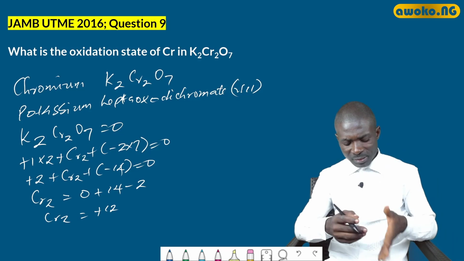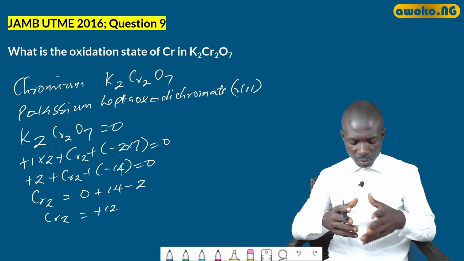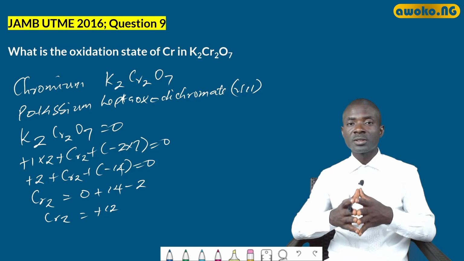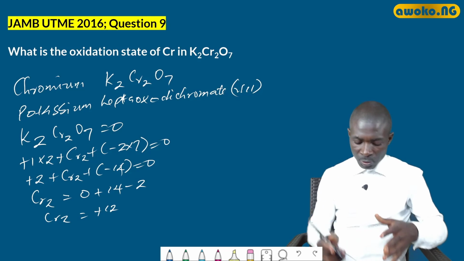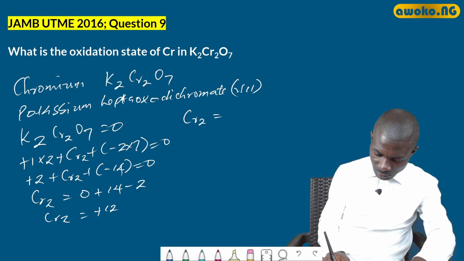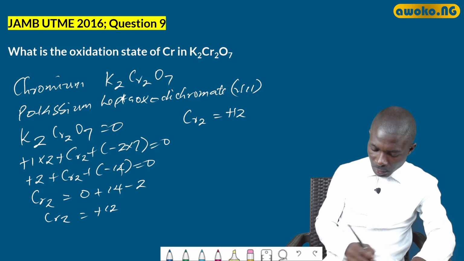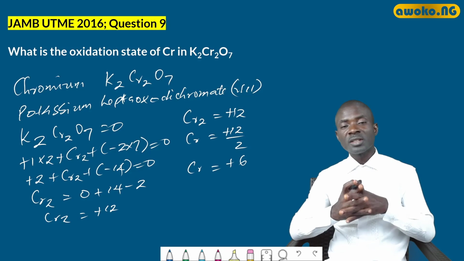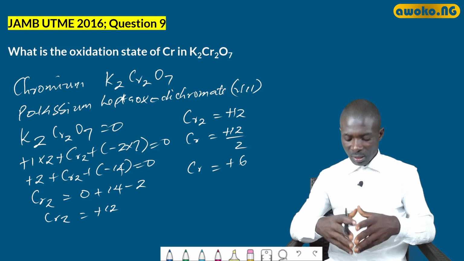So we can see that Cr2 here is giving us what? Plus 12. But we are not looking for the oxidation state of Cr2. Rather, we are looking for the oxidation state of chromium, which is Cr. So we can simply divide this 12 by 2 to get our chromium. So we have Cr2 is equal to +12. So we can say divide both sides by 2. So I have Cr is equal to +12 divided by 2. Cr would now give us +6. So the oxidation state of chromium in this compound is +6.